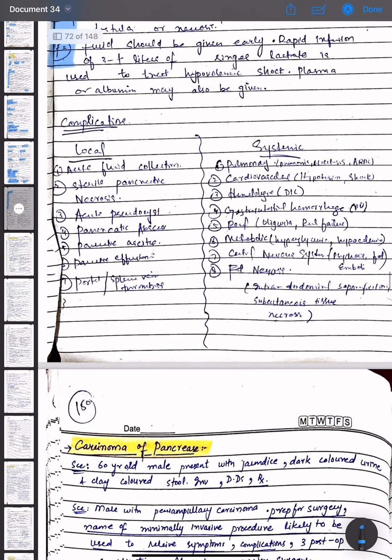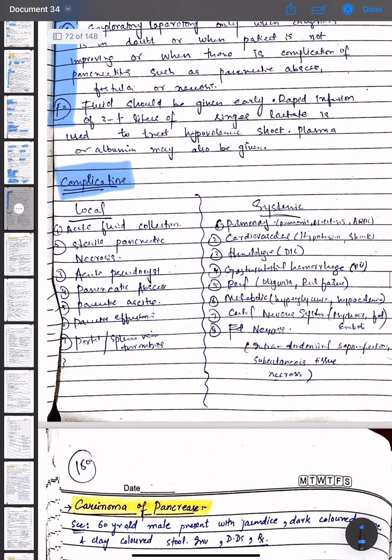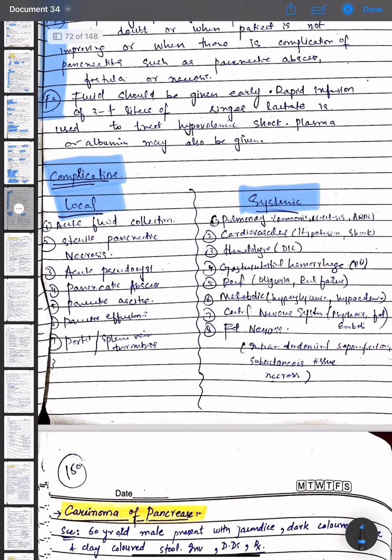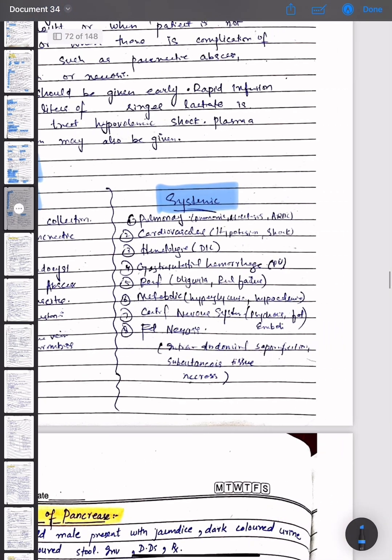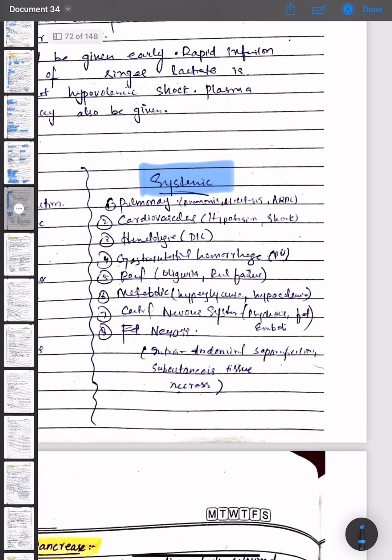Now, what are the complications? We have local complications and systemic complications. In local complications: acute fluid collection, sterile pancreatic necrosis, acute pseudocyst, pancreatic abscess, pancreatic ascites, pancreatic effusion, and portal or splenic vein thrombosis can occur as complications. In systemic, we have the pulmonary, that is pneumonia, atelectasis, and acute respiratory distress syndrome.